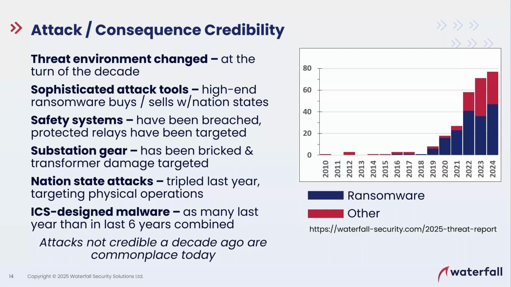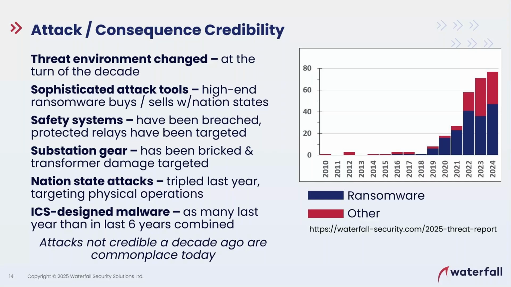But looking at what attacks are credible, for the decade, there were attacks on safety systems. That's a credible threat. That's something we have to think about coming after us in the future because it's happened in the past. Equipment's been bricked, especially in the most recent attacks in the Ukraine. Look at the most recent threat report. The entire data set, by the way, is in the appendix of the threat report if you want to look at it.